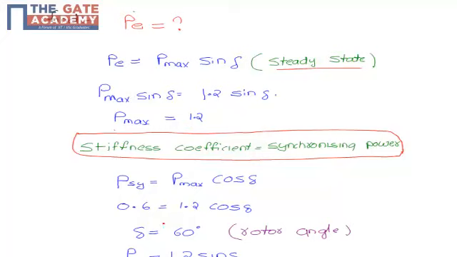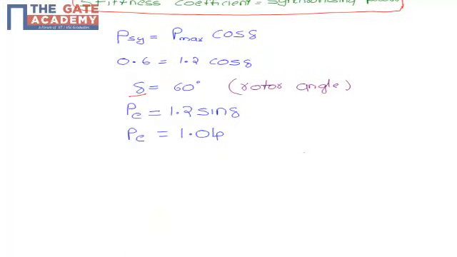From here we can calculate the value of delta as 60 degrees, where delta is nothing but the rotor angle. We have found the value of rotor angle, that is 60 degrees.